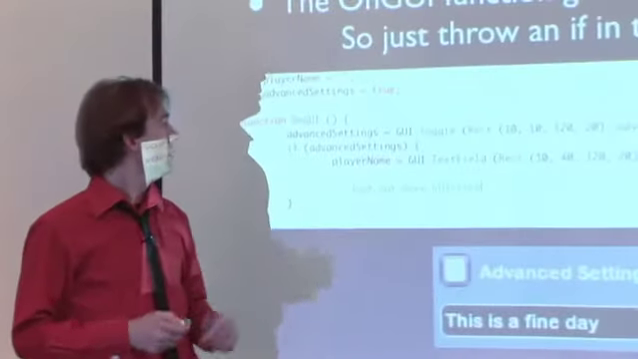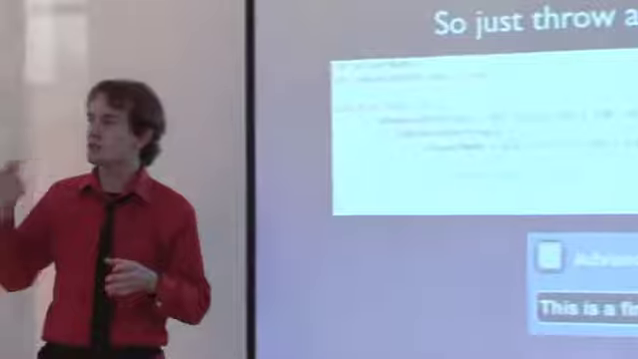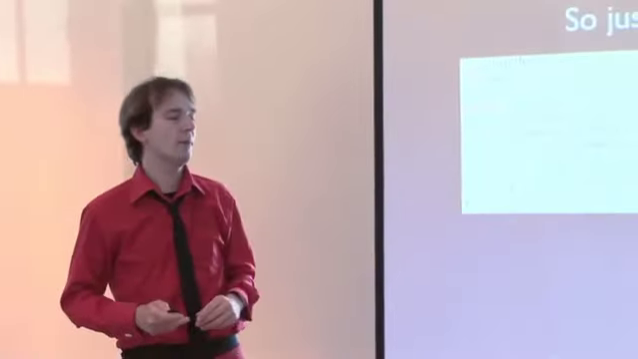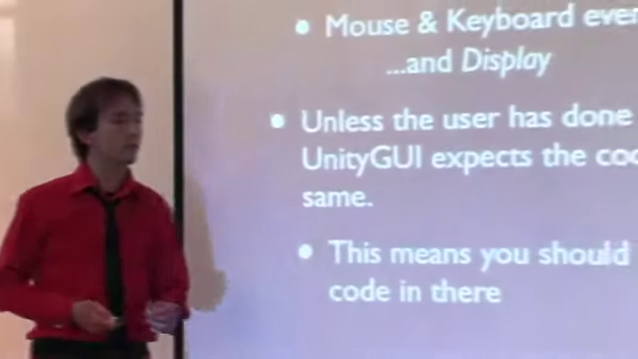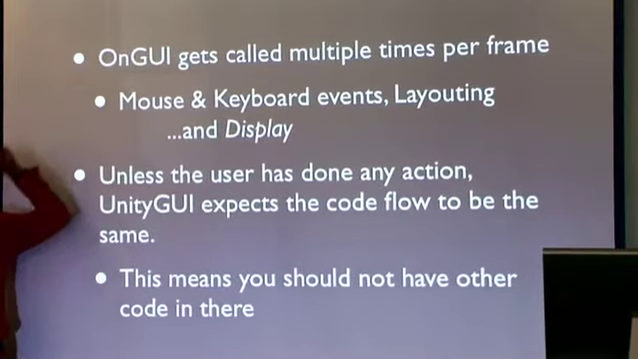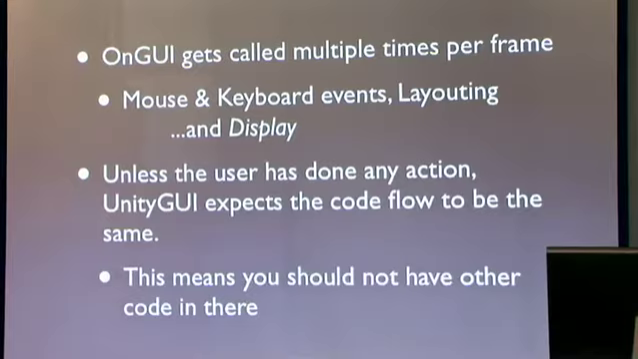So now this, and probably just this that is continuously get evaluated, is the key to understanding how this GUI system works. So I'm going to touch up a bit more on that with some more code flow. Okay, onGUI gets called multiple times per frame. How many times it gets called depends on what the user does.